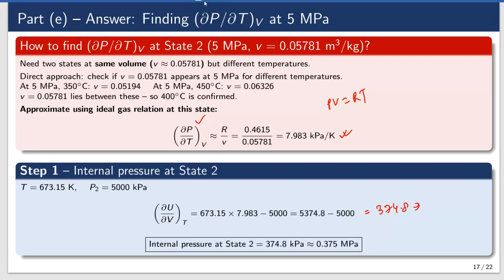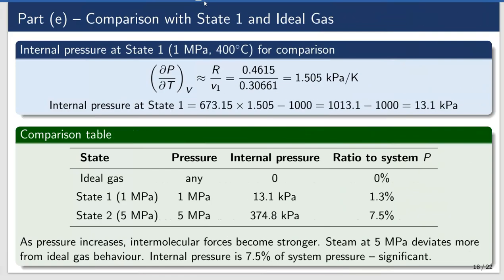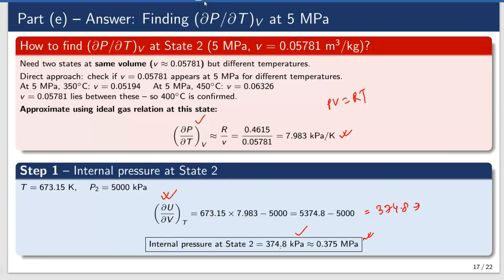So for state 2 we get 374.8 kilopascal, that is 0.375 megapascal, as the internal pressure at state 2. And for the internal pressure at state 1, dou P by dou T at constant V is 1.501 kilopascal per Kelvin, so the internal pressure at state 1 is 13.1 kilopascal.